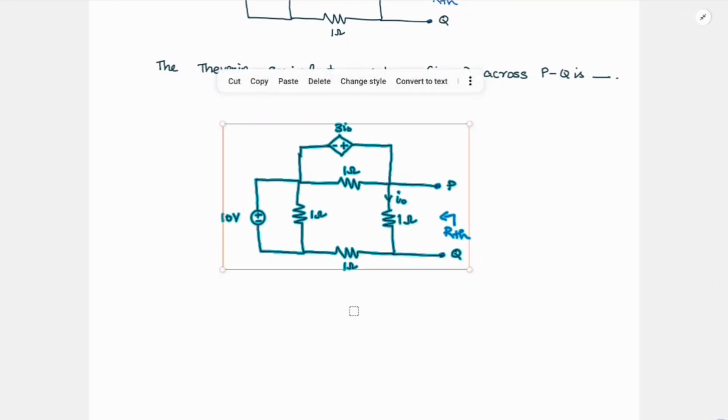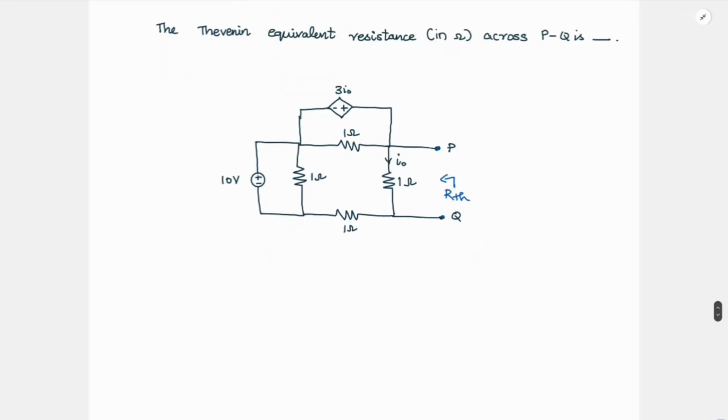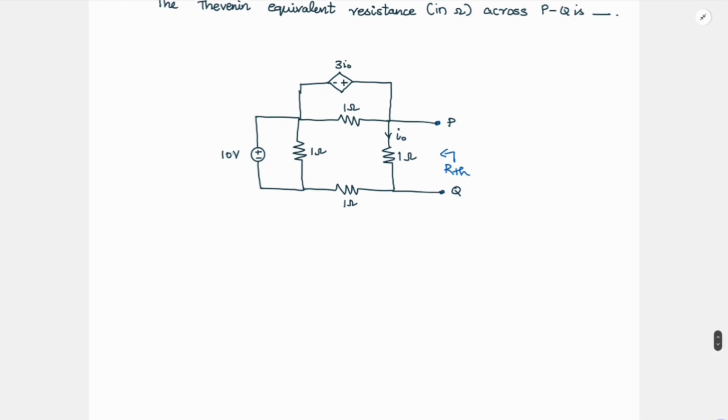So the first thing we have to do is, if there are any independent voltage and current sources in the circuit, we have to short the voltage sources and open the current sources. So here we have one independent voltage source, so we have to short it. Okay, we have shorted. Now if you see, there is also a dependent voltage source. We should not short this dependent voltage source. Only the independent sources we have to short and open.